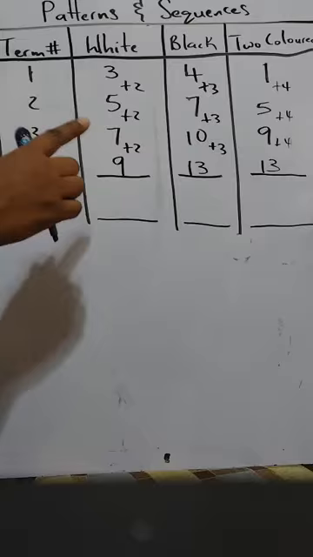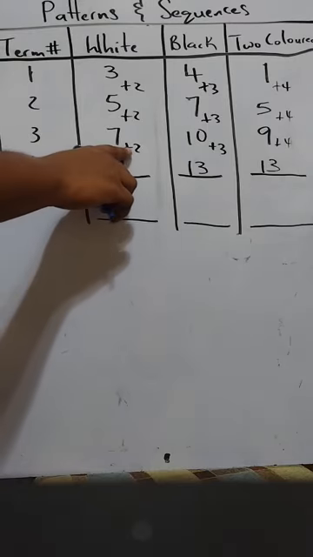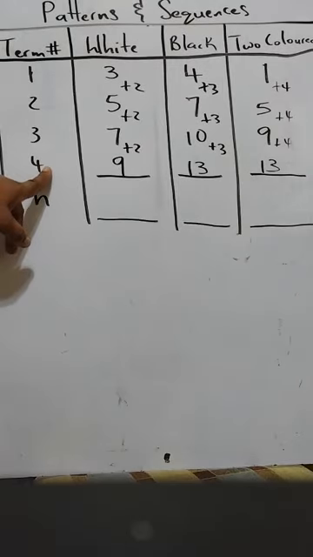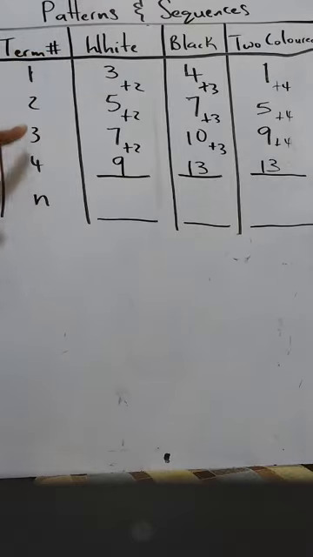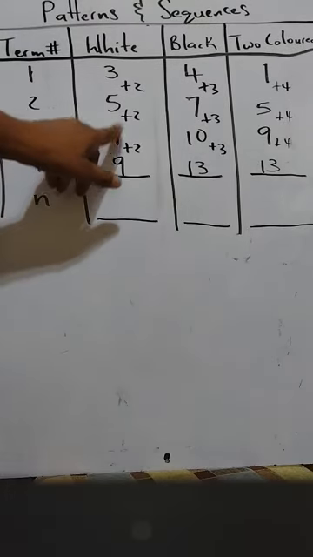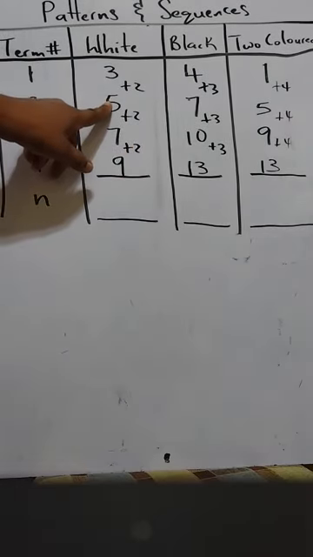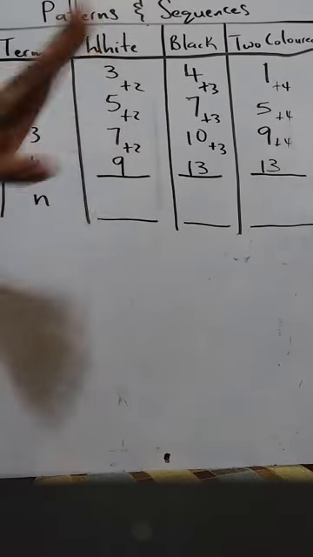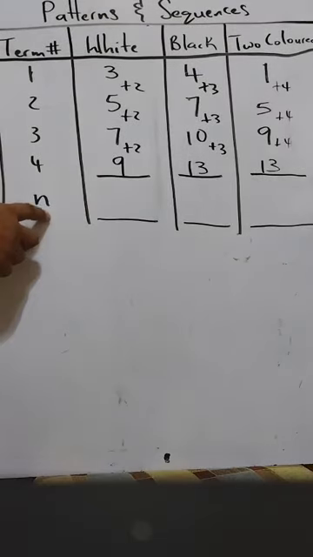But what we should realize is that by the time we get to a particular term number, we would have added that number one time less than the term number itself. I'm going to repeat that. By the time I got to term number 4, I would have added 2 three times. When I was at term number 3, I would have added 2 two times. At term number 2, I would have added 2 one time. At term number 1, no 2 was added. What does that mean for the nth term?